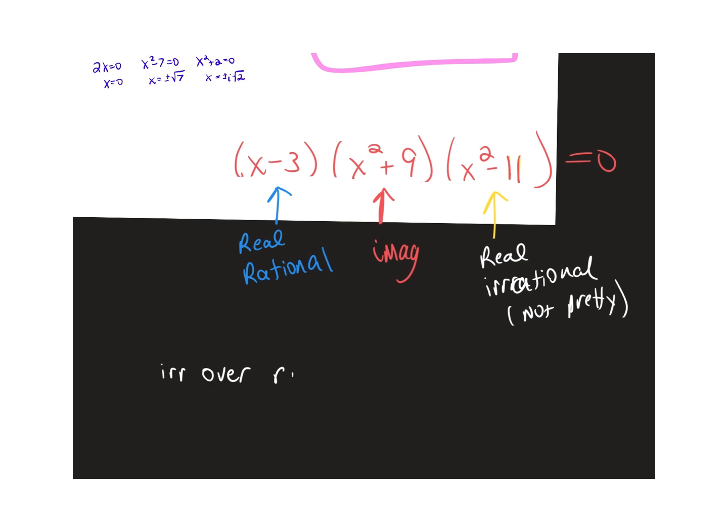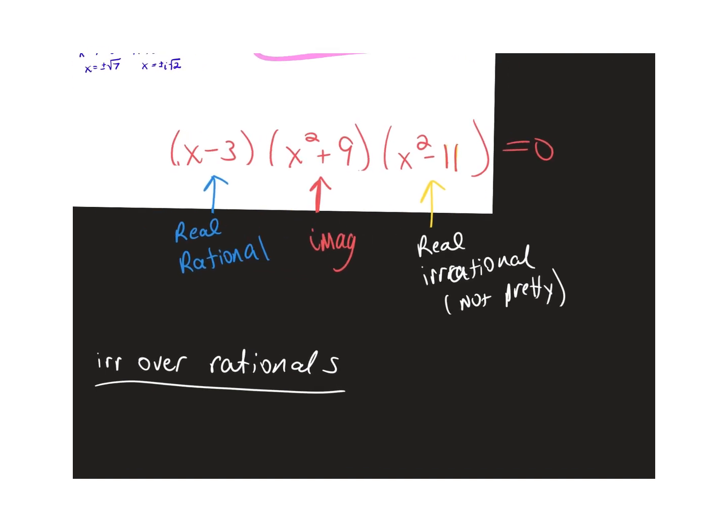So if the question asks irreducible over the rationals, right? Break down everything that is rational. What would you write for irreducible over the rationals? X minus 3. That's the only one. And then what are the other two going to do? They're going to stay just like that. Why? Because one is imaginary and one is what?